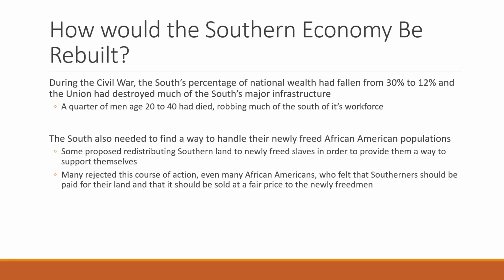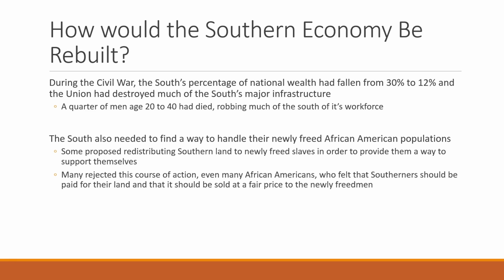So, what we have to look at here is how would the Southern economy be rebuilt after the Civil War? Because we have to realize there's a major amount of destruction that takes place. We talked previously about Sherman's march to the sea and how really his actions largely destroy much of the infrastructure that exists within the South.